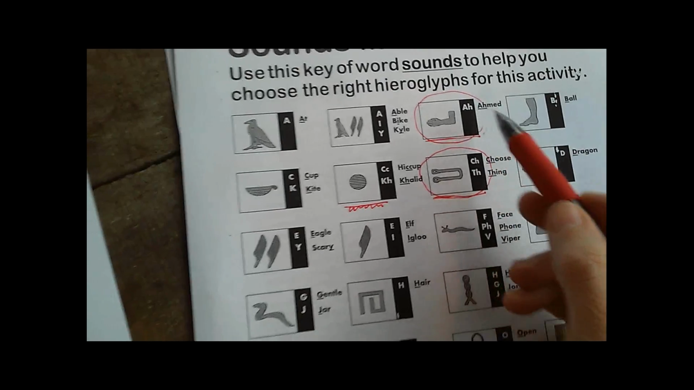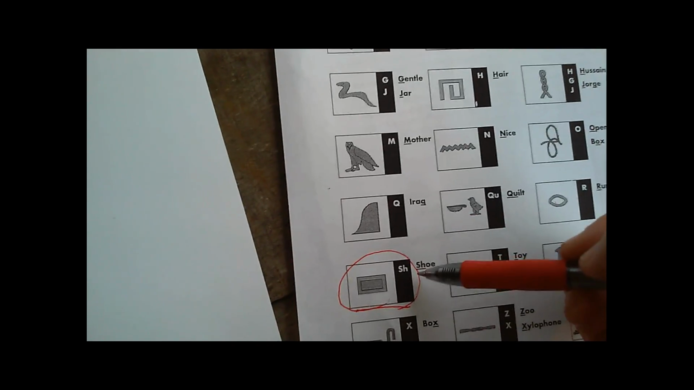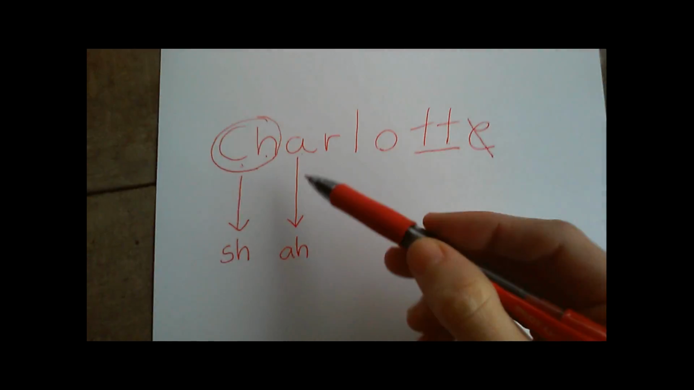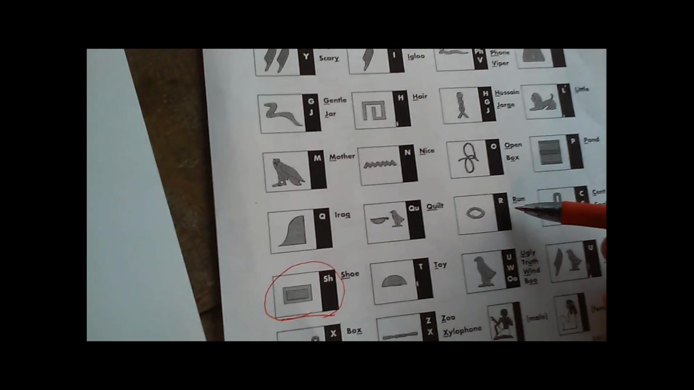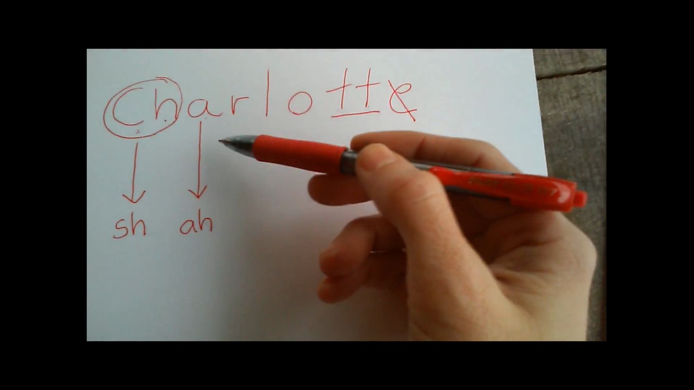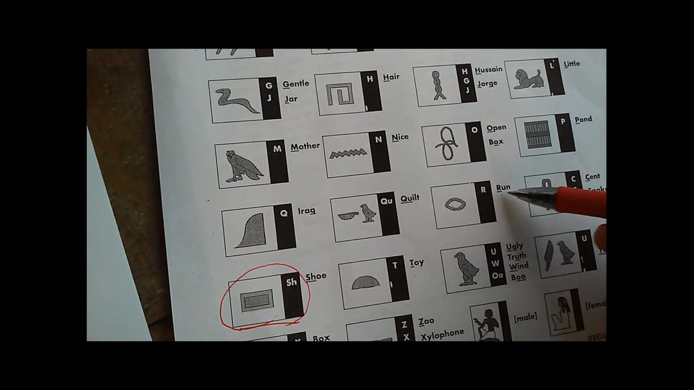Here's the AH, okay? And we've got our SH down here, remember? Sh. Now the next one, the R. Sh, R. Okay, so this just says the plain R sound. So that's going to be like this. The R. Shar. Shar. And then we have the other R like in run.